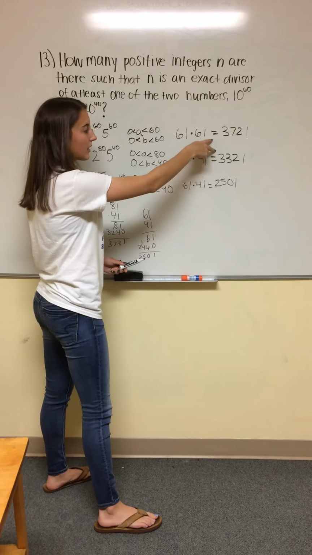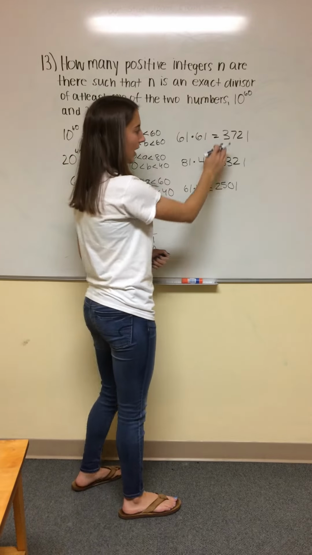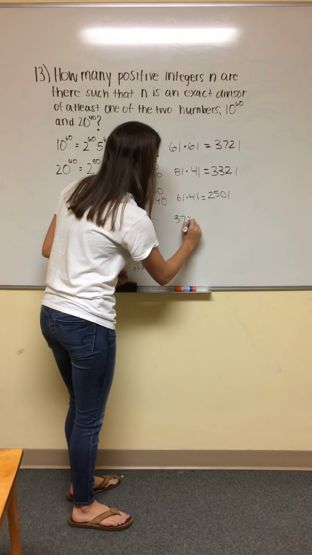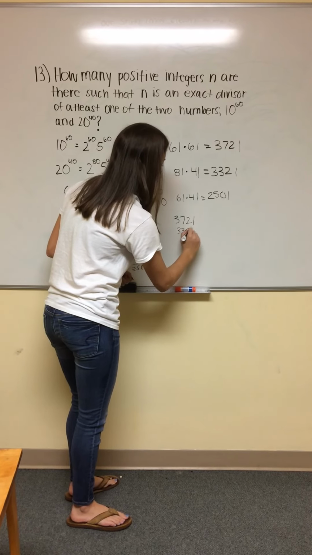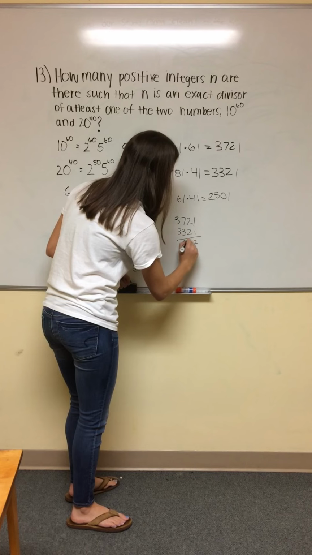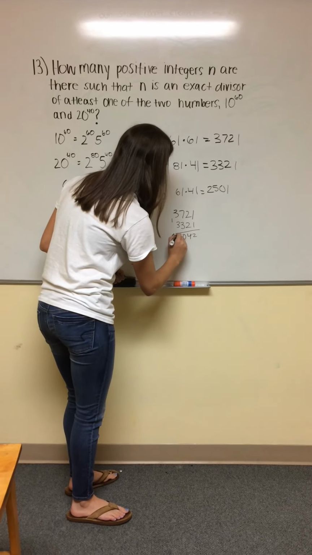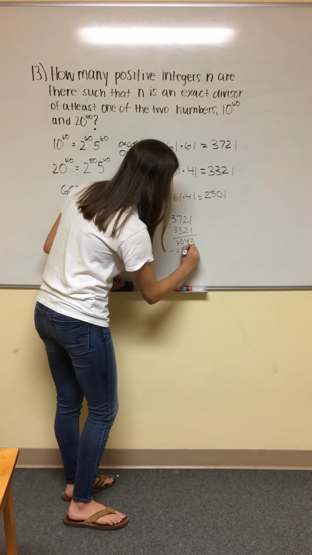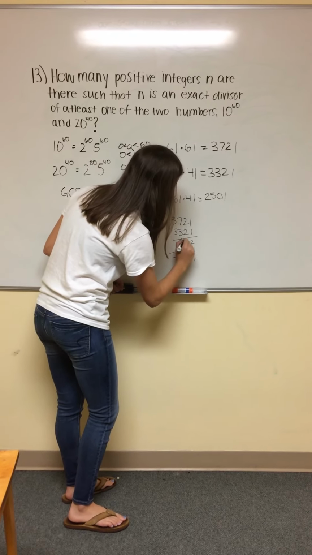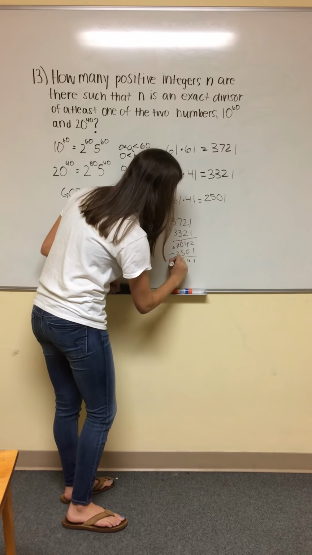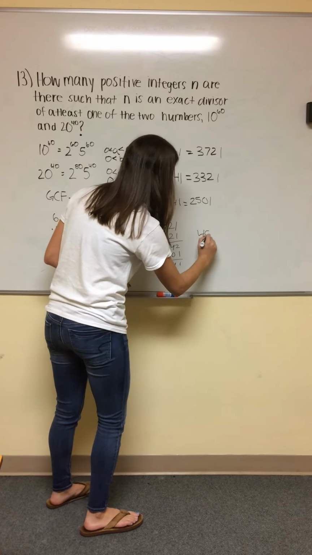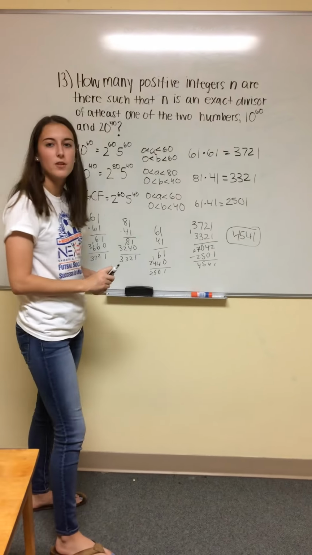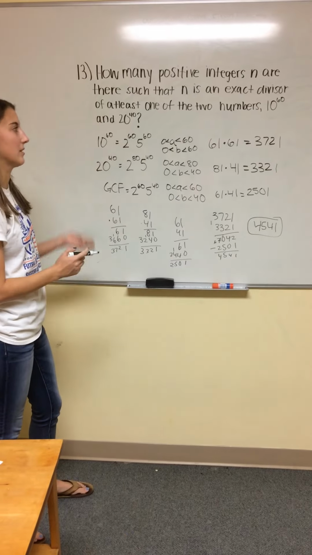So these are both of their factors, and this is the one that they share. So you add the first two and then subtract the second one. And then you find that there are 4,541 possible divisors of at least one of the two numbers.